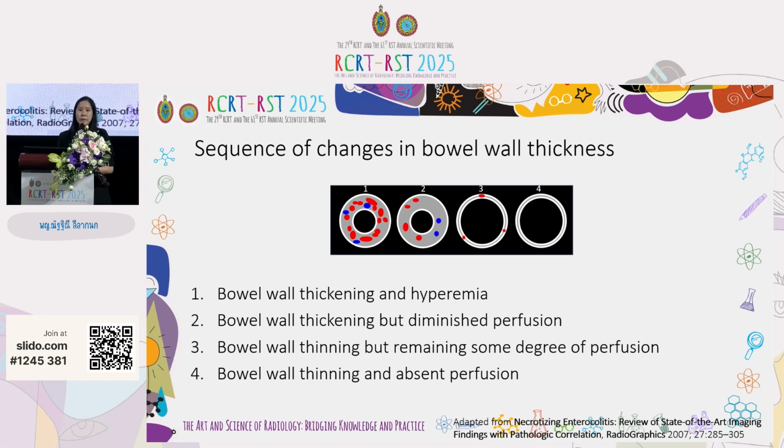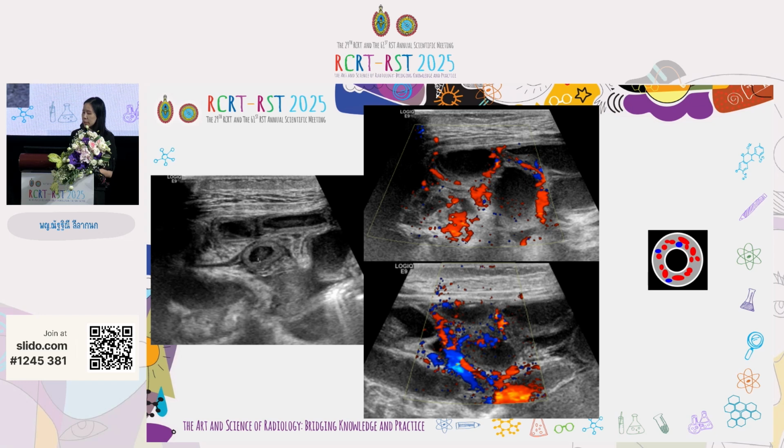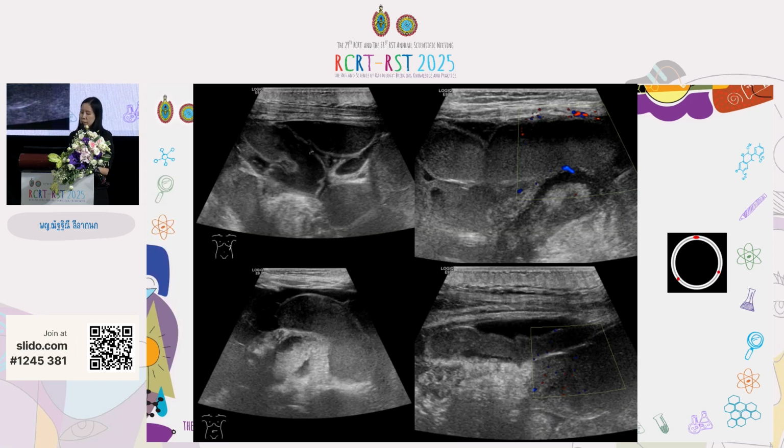The progression of these changes can vary between patients, but in some cases it can happen quickly and you might see these later signs on the initial abdominal ultrasound. So this ultrasound image shows bowel wall thickening and increased blood flow. This ultrasound image shows thinning of the bowel wall with decreased and absent blood flow.